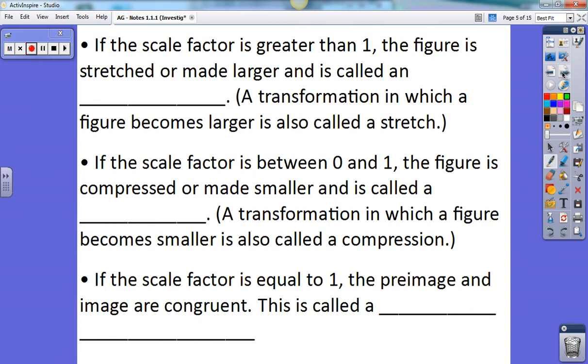If a scale factor is greater than 1, so if I take all the lengths of the sides and I multiply them by 2, that figure is going to be stretched, or one word that we use to name that is an enlargement. If it's between 0 and 1, so let's say I multiply every side length by a half, then the figure is compressed or made smaller, and another word for that is a reduction. If the scale factor is equal to 1, then this is called a congruency transformation, because if I multiply every side length by 1, it doesn't change it at all.